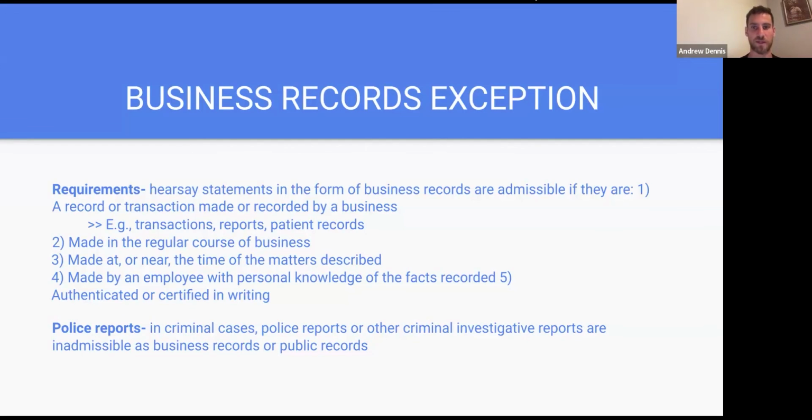That's the rule about the business records, is that business records that are made in the regular, ordinary course of business are going to be admissible as non-hearsay. But if they're made in anticipation of litigation, then they will be privileged and protected.